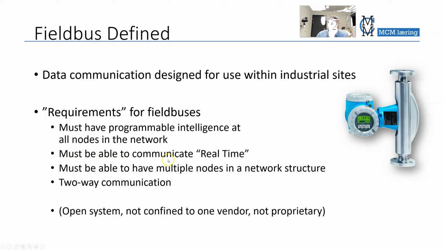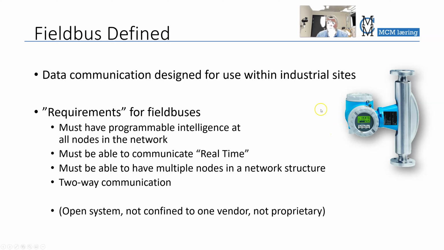It must be able to communicate in real time, which is when you request data from this one, it must be predictable how long it takes for this one to respond. In standard communication, for example, Google searches, you don't know how long it takes for a Google search to go through. Sometimes it takes milliseconds, sometimes half a second, and sometimes maybe even a few seconds. But it doesn't matter how long it takes, as long as it's really predictable. So each request should take the same amount of time. And you must be able to have multiple nodes in a network structure.